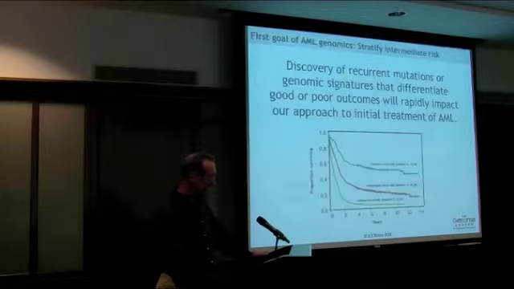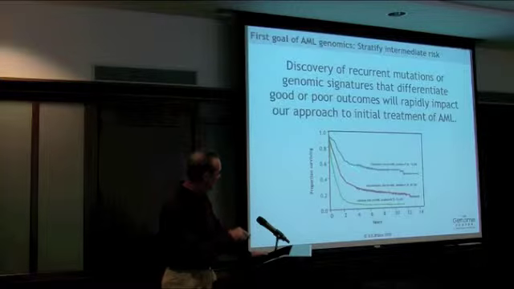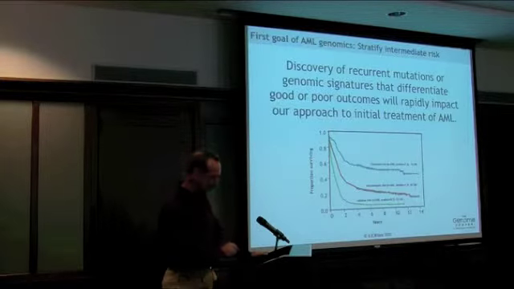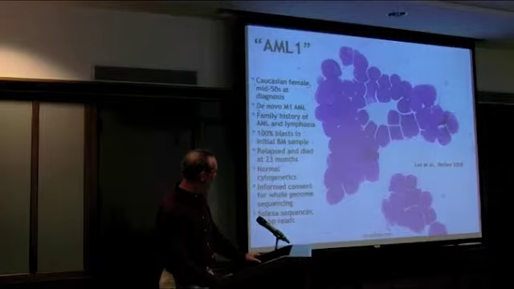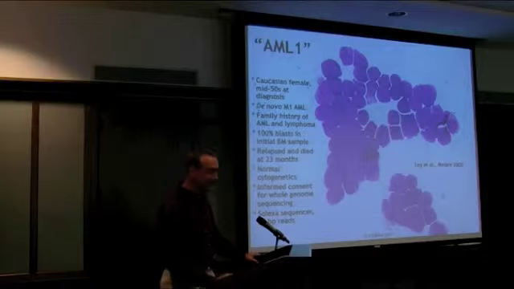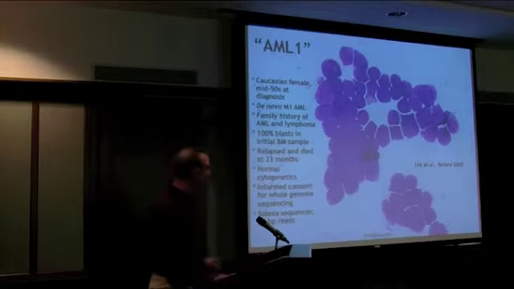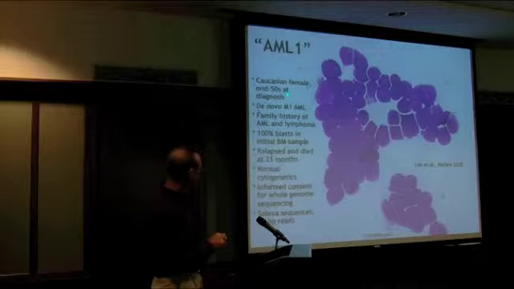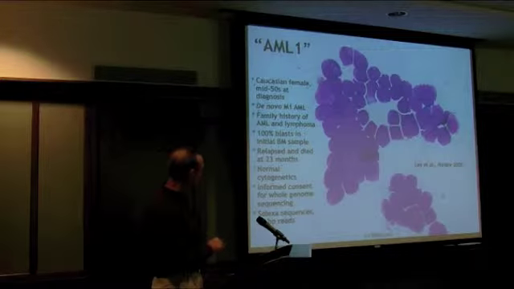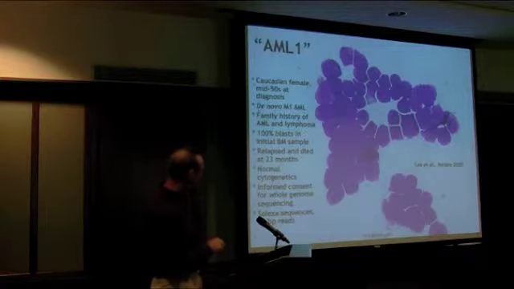So you'd really like to be able to dig down and to better understand, especially for this middle group of patients, what's their risk. And this is why we started sequencing genomes. So this actually shows you leukemic cells from the first patient whose genome we sequenced back in 2007, 2008. This was a woman in her mid-50s. At the time she was diagnosed with AML. She had a family history of both AML and leukemia.